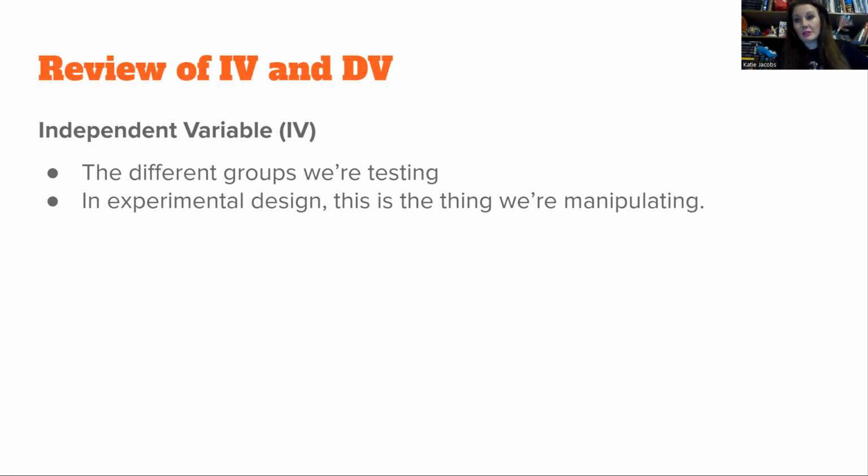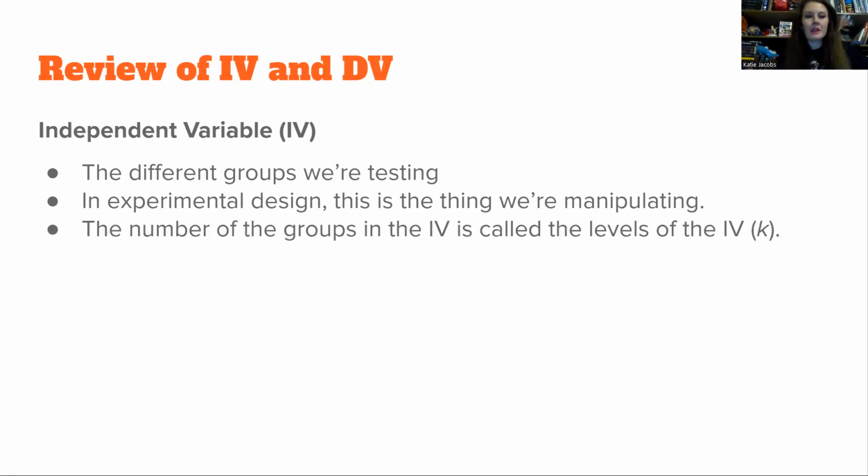Usually I just like to refer to it as the different groups because that's a lot easier to understand. But almost every book that you're going to read on research design will say it's the thing that you're manipulating. The number of groups that we have in an independent variable is also called the levels of the independent variable, and that is symbolized by K.